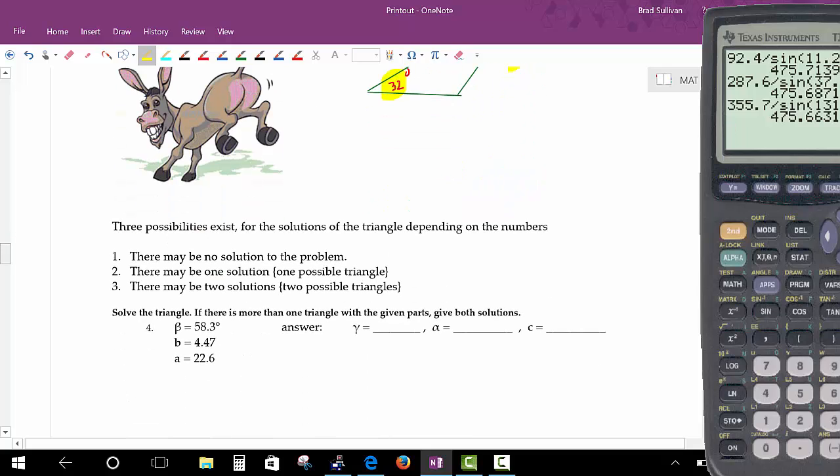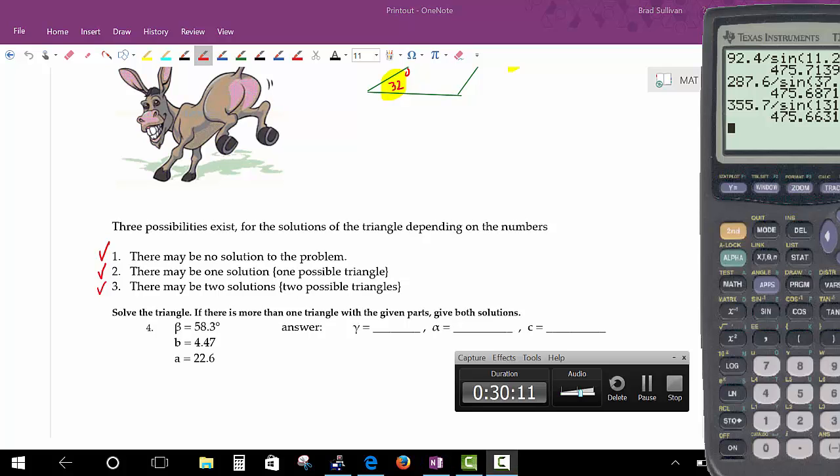What happens is, if you're given this ASS case, SSA, ASS, whatever you prefer, it's possible that there's no solution. Sometimes I give you three things and it's impossible to make a triangle. Sometimes it's only possible to make one triangle, and then sometimes it's possible to make two triangles. Now I'm going to pause here for a second and pull up a website to show you how this works.